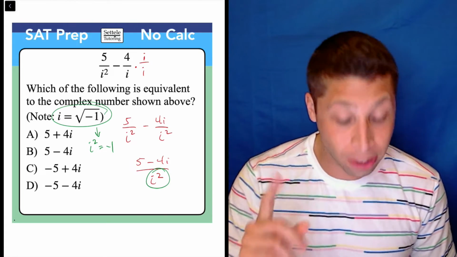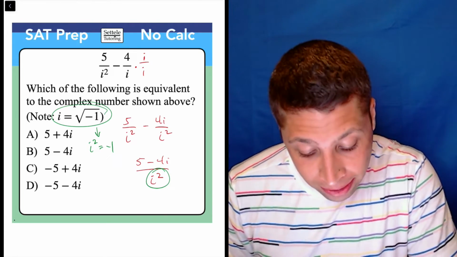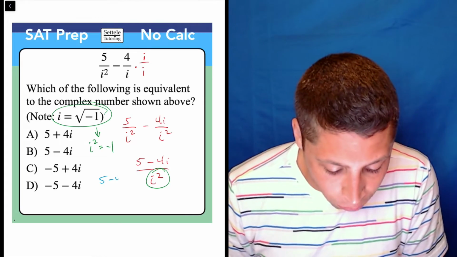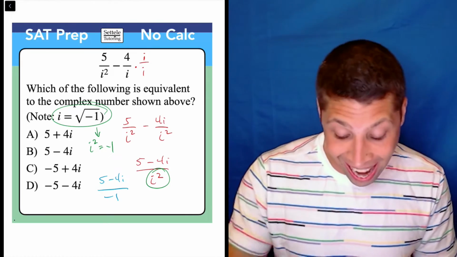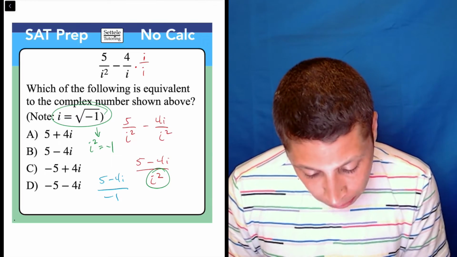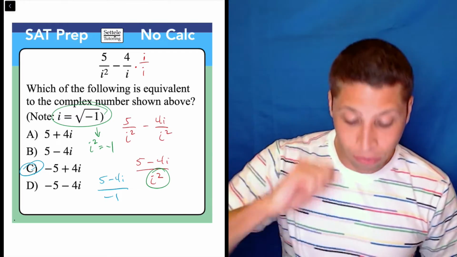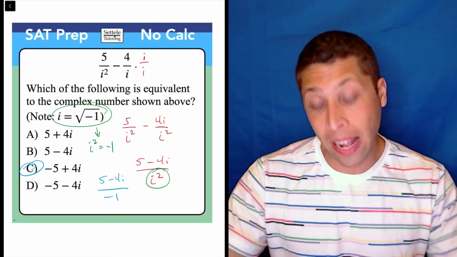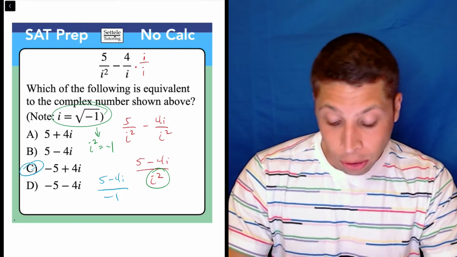And so this i squared can become a -1. And that's going to change things. So 5 minus 4i is now being divided by -1. And that's going to flip the sign of these two things so that it becomes -5 plus 4i. They're going to switch, and that's going to get rid of the denominator as well. So choice C is the answer here.